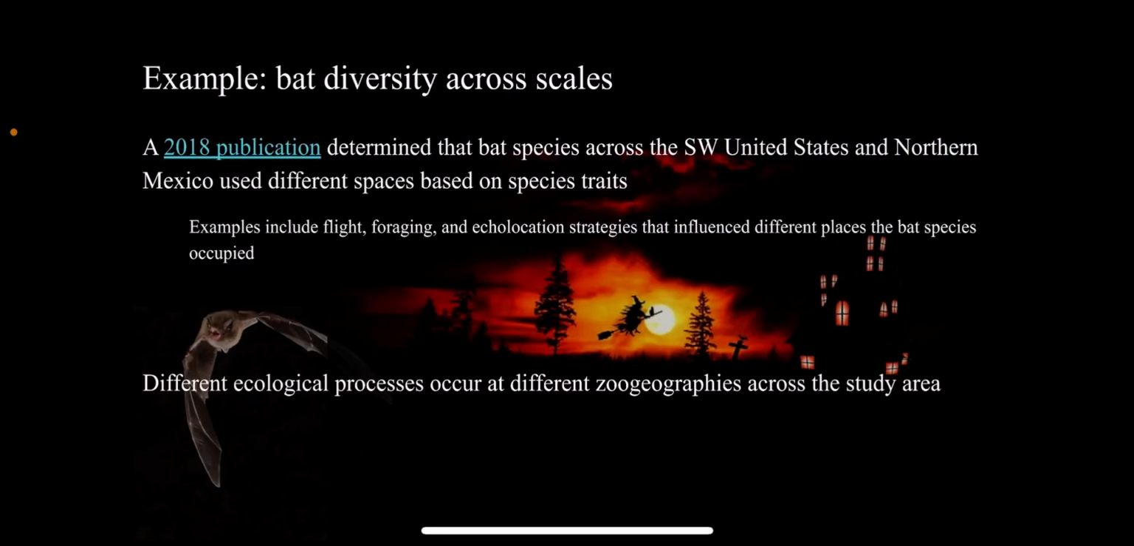An example of this is a 2018 study investigating bat distribution along the southwestern United States and northern Mexico state of Sonora, where different species of bats were using different areas based on different scales the researchers were using. There were examples of flight, foraging, and echolocation strategies that different species used along different areas that the bats occupied. It was revealed that different ecological processes occur at different zoogeographies across the study area. This conclusion was only possible because the researchers used different scales throughout their study.